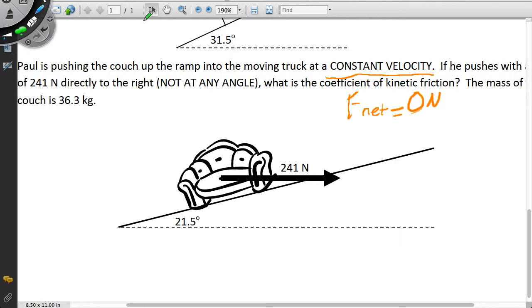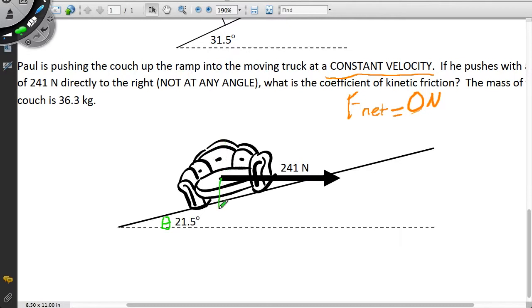So in this case, we know the actual angle. He's using 241 newtons that we see here, and the 241 newtons is directly to the right, so it's at 0 degrees. So that's going to be important when we talk about our theta. And here it shows me right away that I have a theta equal to 21.5 degrees. So the mass of the couch is 36.3 kilograms.